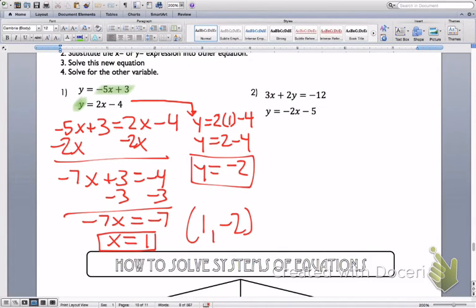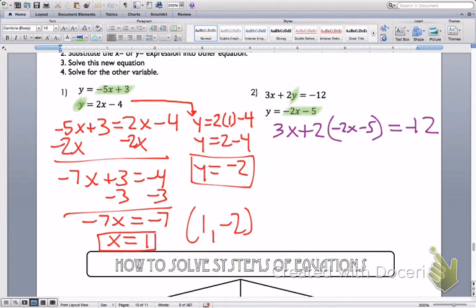Now for our second example, same idea. The only difference here is we only have one equation solved for y. So I'm going to take that expression, 2x minus 5, and I'm going to substitute it into the y value of the other equation. So I'm putting the second equation into the first equation. So I have 3x plus 2. I'm substituting the y value with the expression negative 2x minus 5.